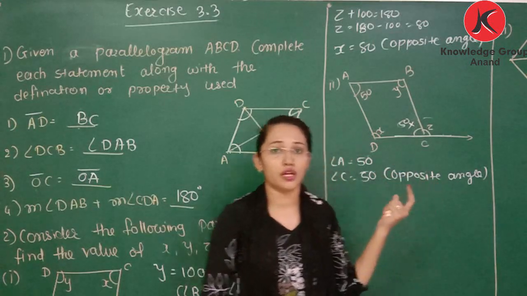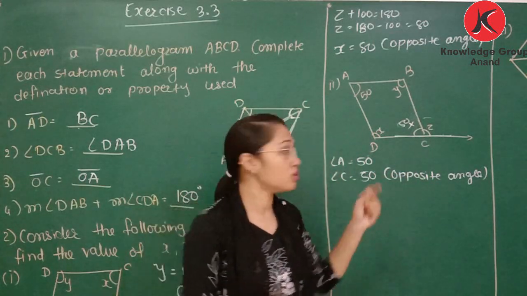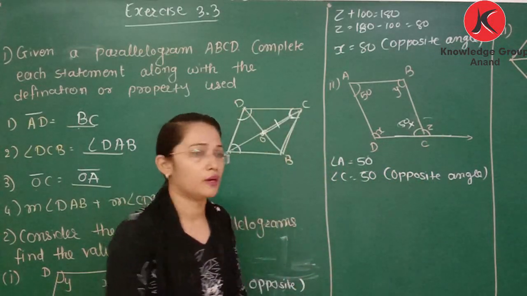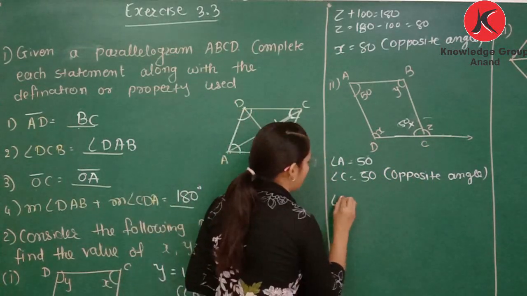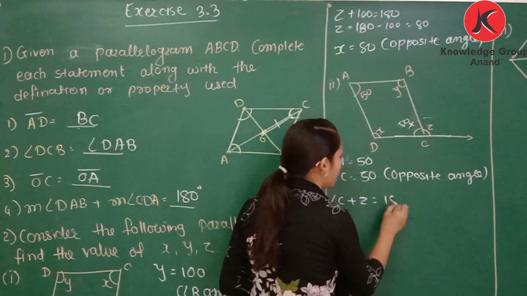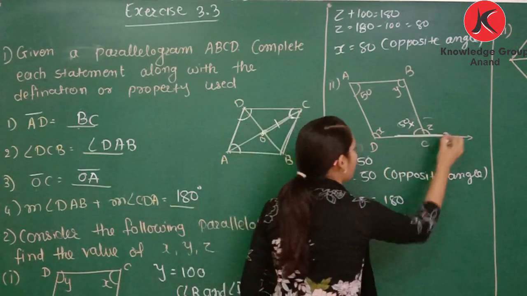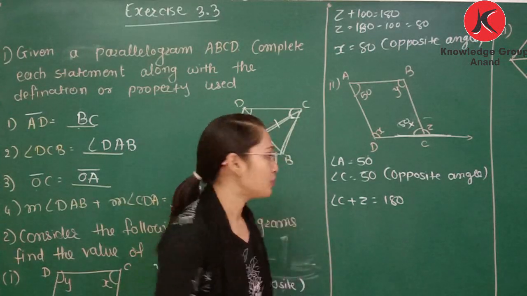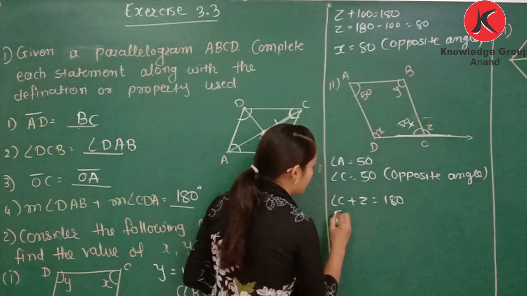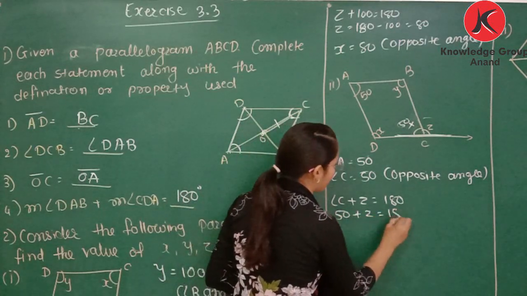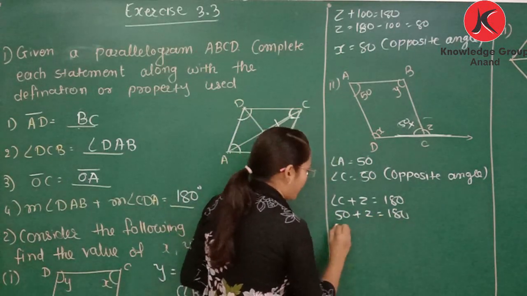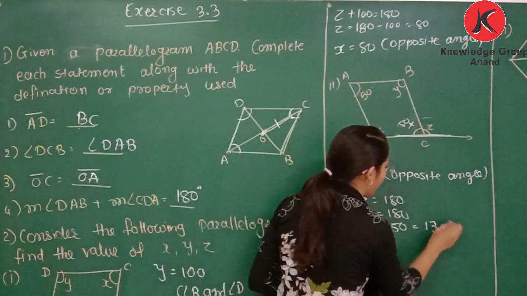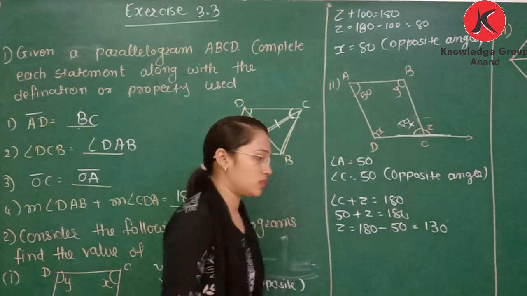We learned the exterior angle in a triangle in 7th standard. So exterior angle makes a linear pair with the interior angle. So angle C plus Z is equal to 180. Why? Because it is a linear pair. Linear pair means straight line and straight line means 180. So angle C is 50, 50 plus Z is equal to 180. So 180 minus 50, that is 130. So what will be angle Z? It is 130.